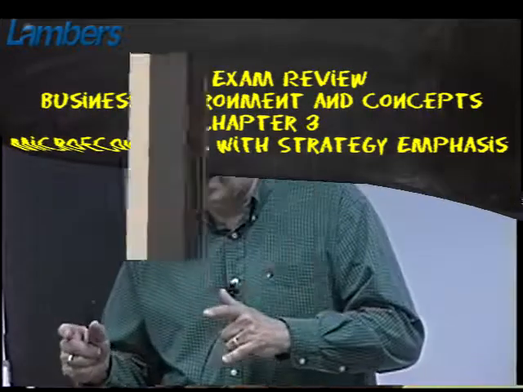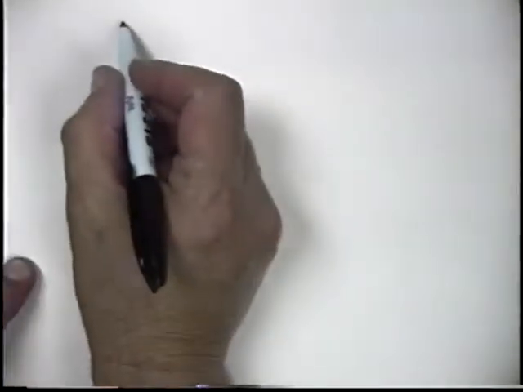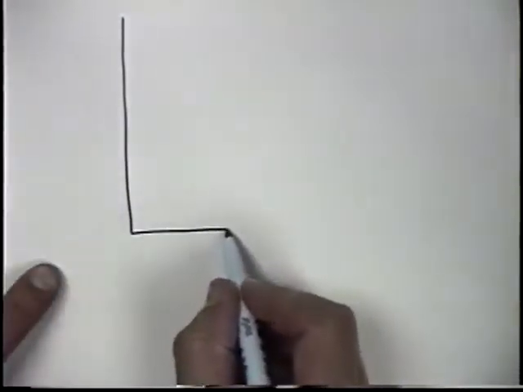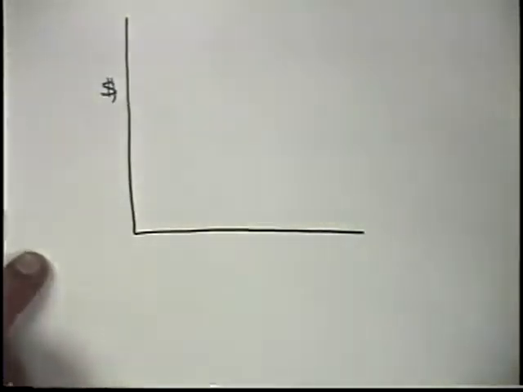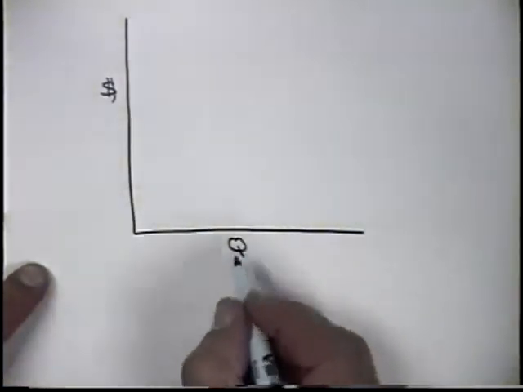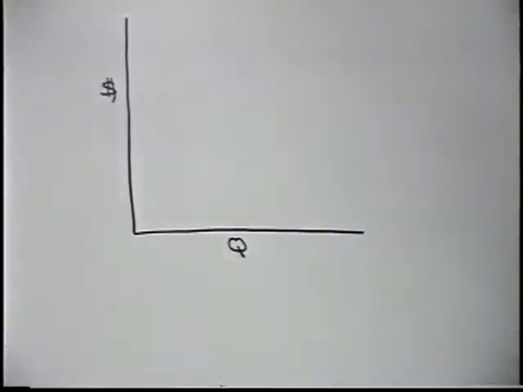Let me just draw you guys a simple graph as we begin to take a look at what we mean when we talk about supply and demand. We'll simply look at it from this perspective: price, or dollars, over here, and quantity over here on this axis, as we try to draw this thing out.